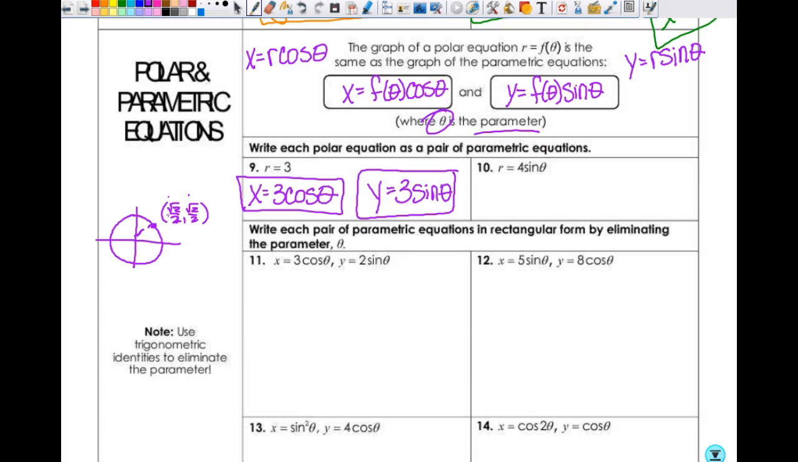All right. So then we look at 10. We're going to do it the exact same way. We have r. We substitute it in. So if I take r and I substitute it right there, I'm going to get x equals 4 sine theta cosine theta. And I can't do anything else with that, so I'm done. Then to substitute it in over here, I'm going to get y equals 4 sine theta sine theta. So that means that y equals 4 what? Sine squared theta.